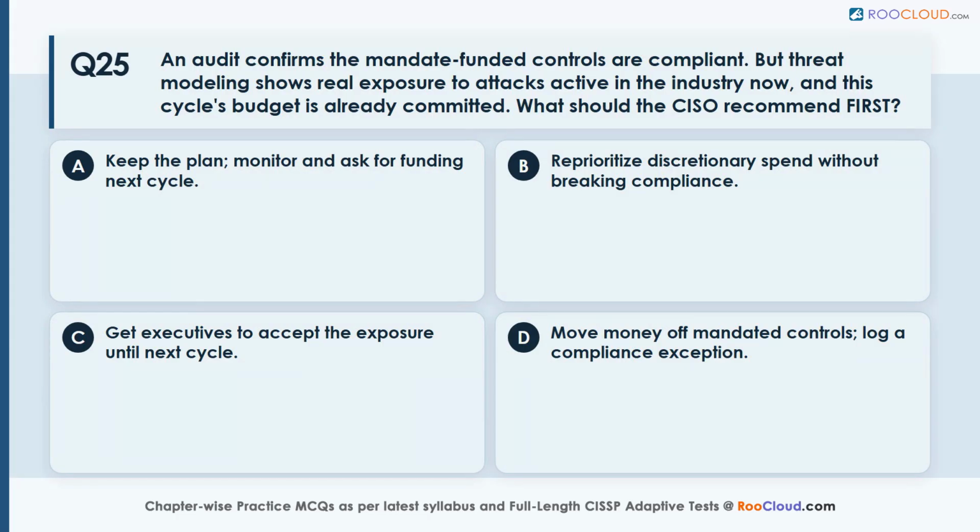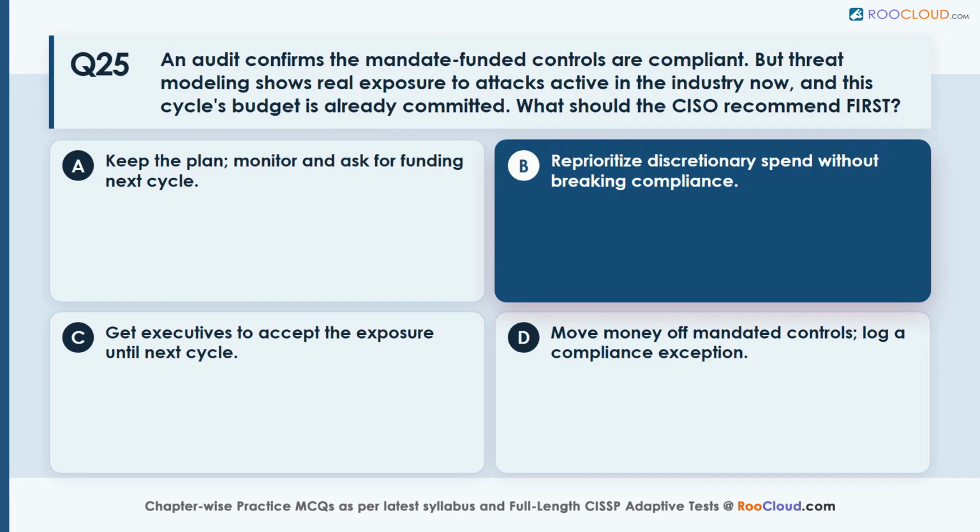Option A keeps the plan, monitors the threat, and asks for money next cycle. That accepts a live exposure and hopes time is on your side. Option C asks executives to accept the exposure until a future redesign. That makes risk acceptance the opening move against an active threat. Option D moves money off mandated controls and logs a compliance exception. That deliberately breaks the compliance you paid for.